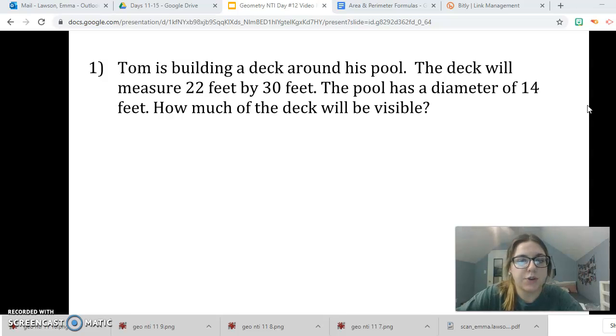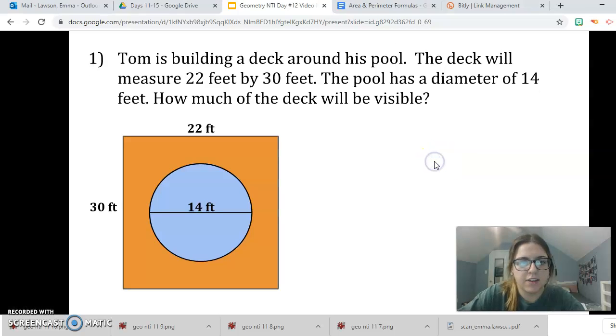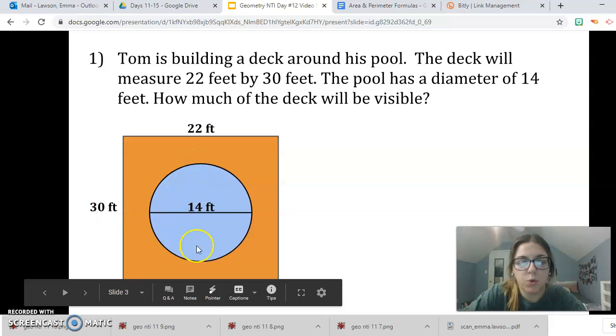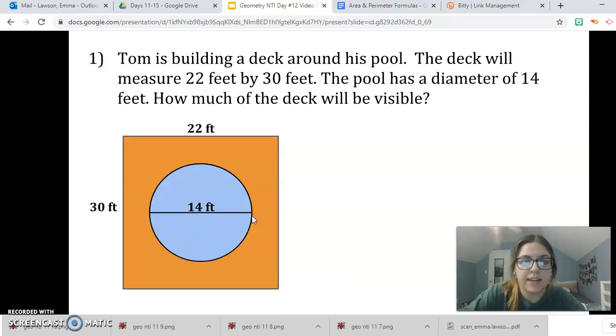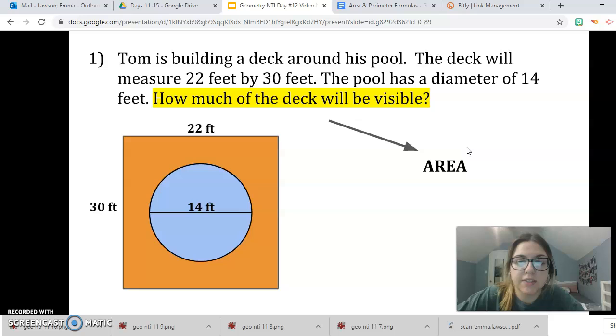All right, so here I have drawn a picture and I've labeled my parts, because it told me I had a deck that was 22 by 30 feet and a pool that had a diameter, and remember, diameter goes all the way across. The diameter was 14 feet, right? And the reason I highlighted the question, how much of the deck will be visible, is that it is telling me that we are going to focus on area.